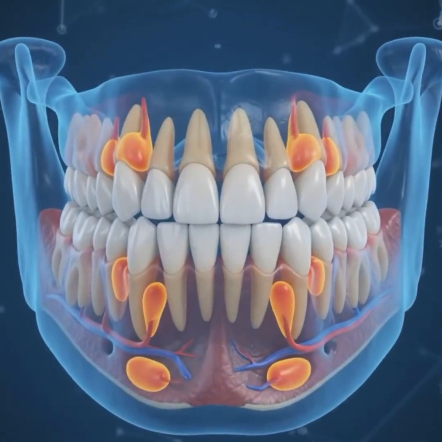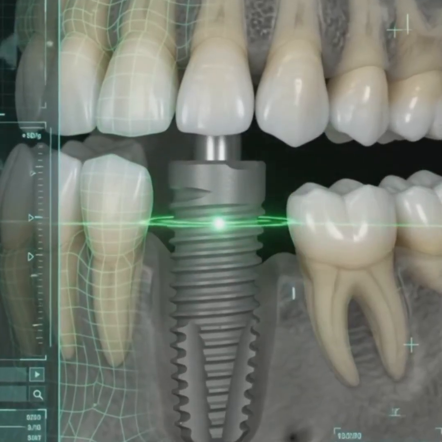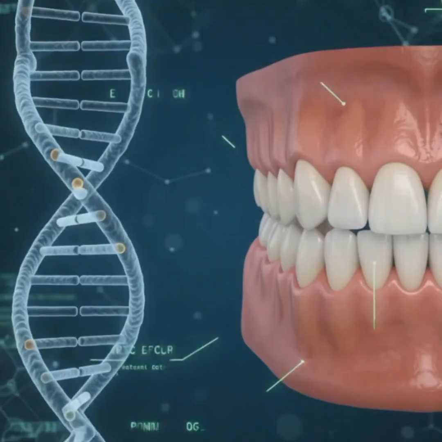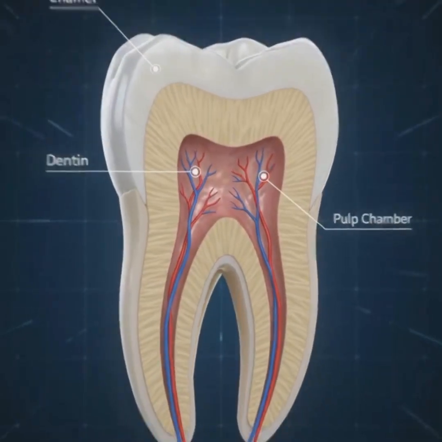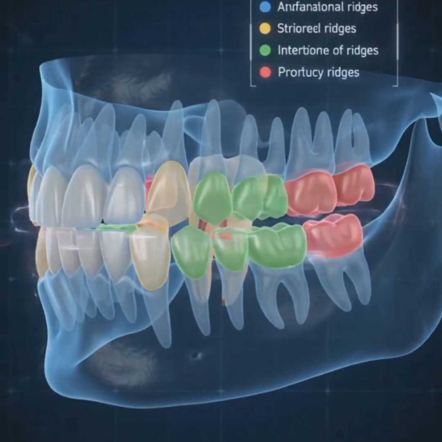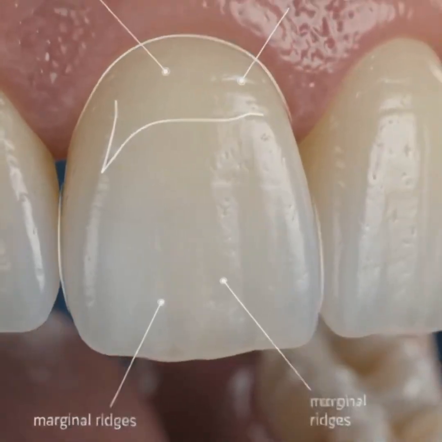Ontogeny drives dental development. Pathophysiology reveals decay. Therapeutics offer advanced restoration. Forensics provide positive identification. Genomics determine dental morphology. Human teeth are classified by their specific morphology. Incisors, canines, premolars, and molars serve different functions. Variations reveal population history, such as the shovel-shaped incisors in some ancestries.